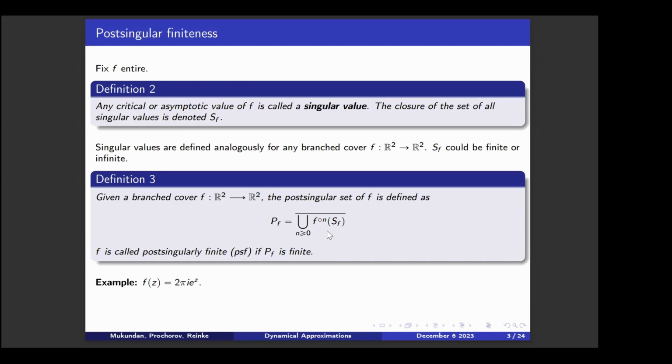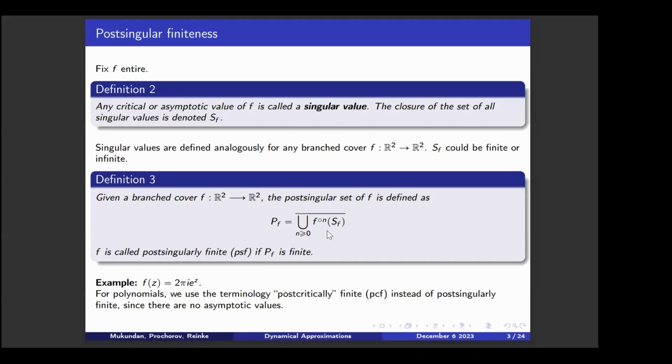Okay, I'm going to move on. So for polynomials, we use the terminology post-critically finite instead of post-singularly finite, since there cannot be any asymptotic values. Okay, so polynomials can only have critical values.